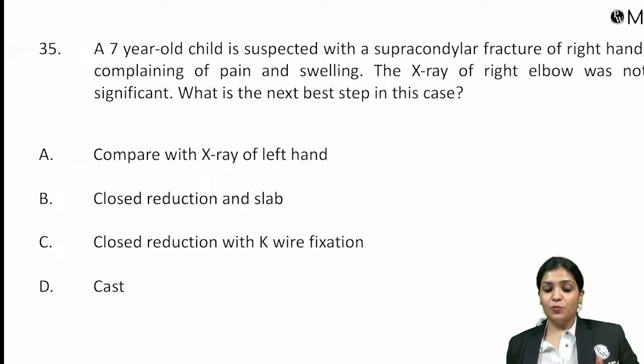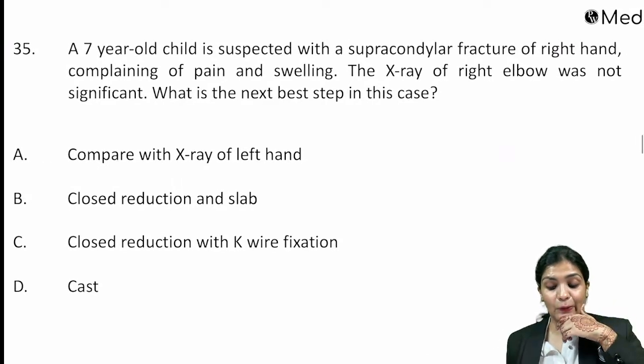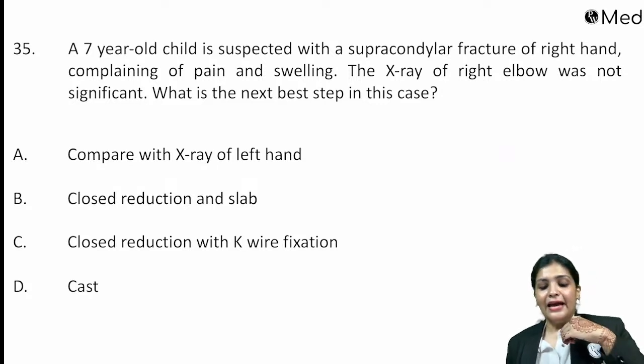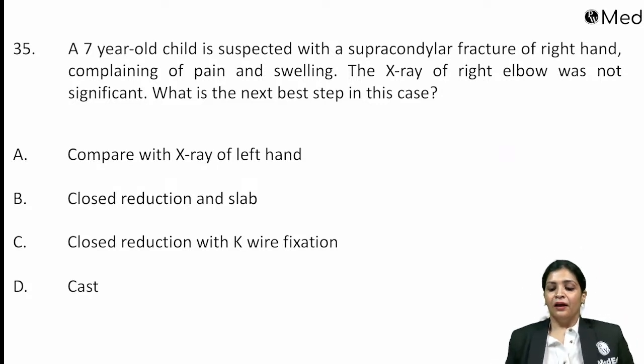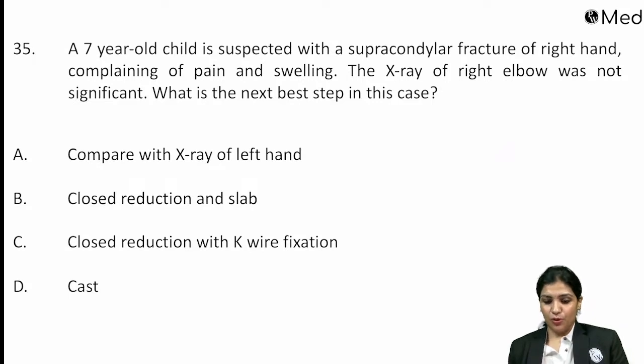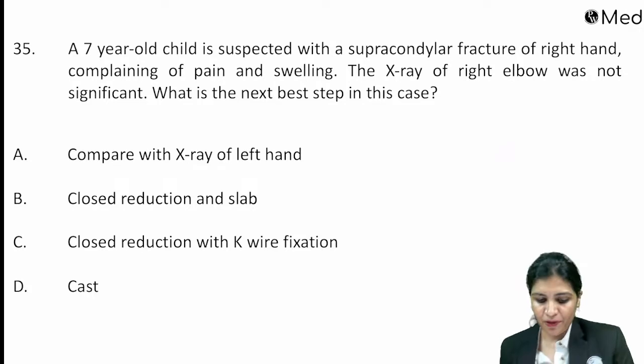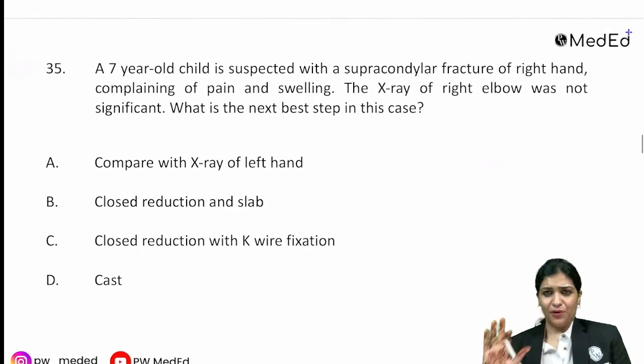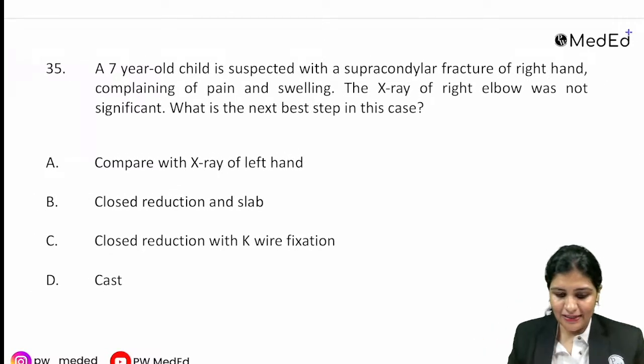Now let's go to the next one. So here there is a 7-year-old child. He is suspected with a supracondylar fracture of the right hand, complaining of pain and swelling. The X-ray of the right elbow was not significant. What is the next best step in this case? So this is a bit of a tricky question. So let us now deal with it in detail.